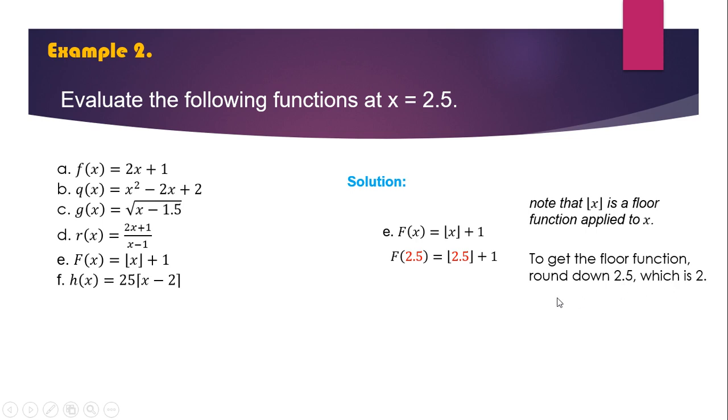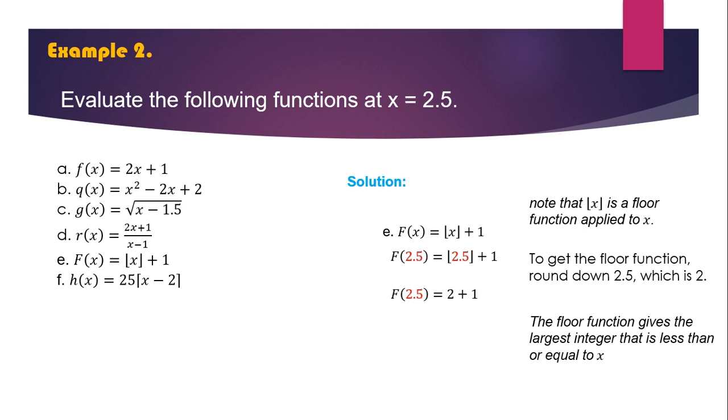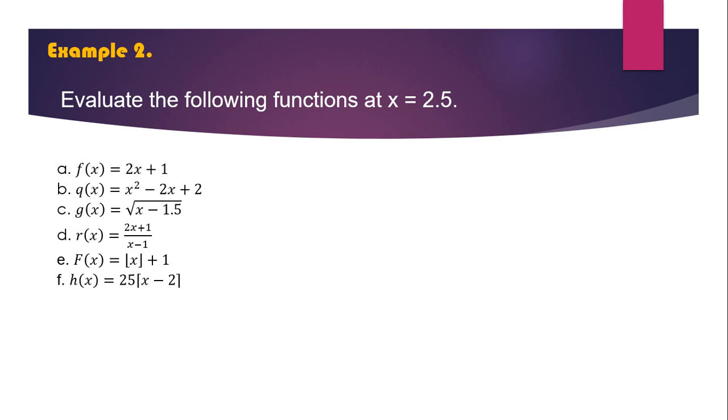So we're just going to get the floor function because the floor function gives the largest integer that is less than or equal to x. So it becomes f of 2.5 is just equal to 2 plus 1, since the floor function of 2.5 is just 2. So 2 plus 1 is just equal to 3. So f of 2.5 is equal to 3. So that is the answer for letter E. So let's proceed with letter F.